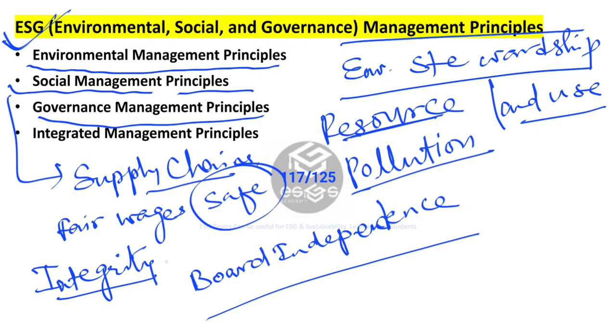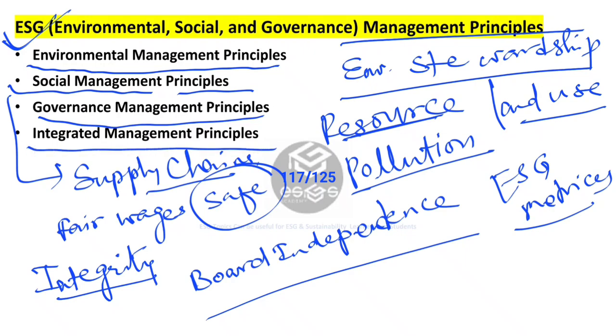And next can be executive compensation, where we talk about aligning executive compensation with the long-term sustainable performance goals and also with ESG metrics. The next is risk management. In this principle, we talk about identification, assessment and management of ESG related risks to minimize potential impacts on business operations. The next comes integrated management principles.